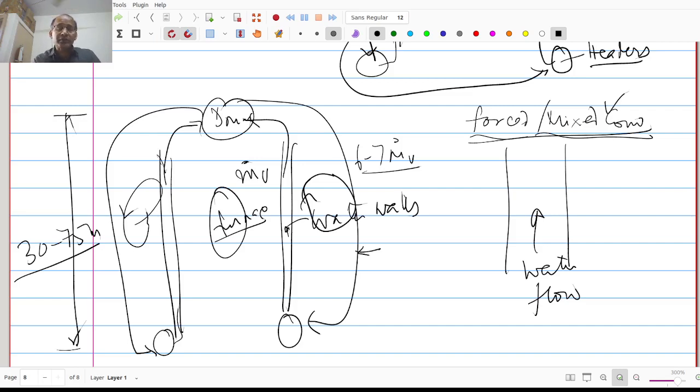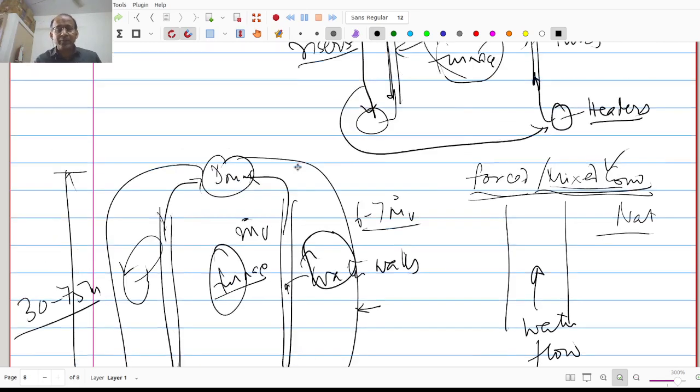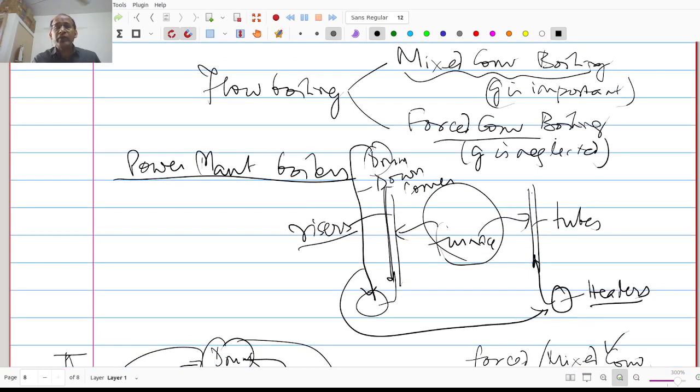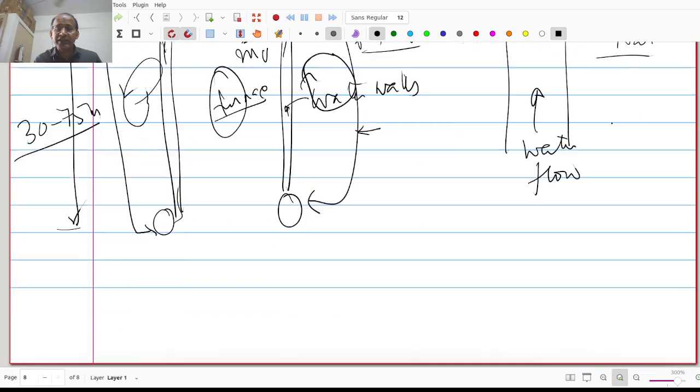So there is always either a mixed or forced convection, sometimes even natural convection that happens in these boilers. So in this one, the heating inside the pipes actually happens through either forced convection boiling or mixed convection boiling. It is a flow boiling example.